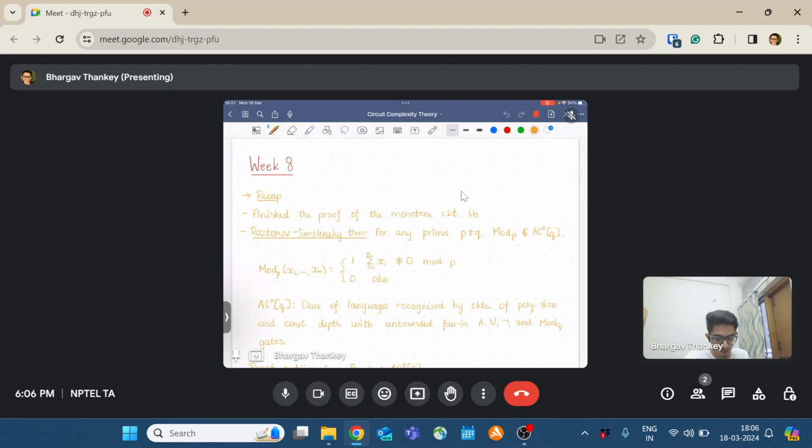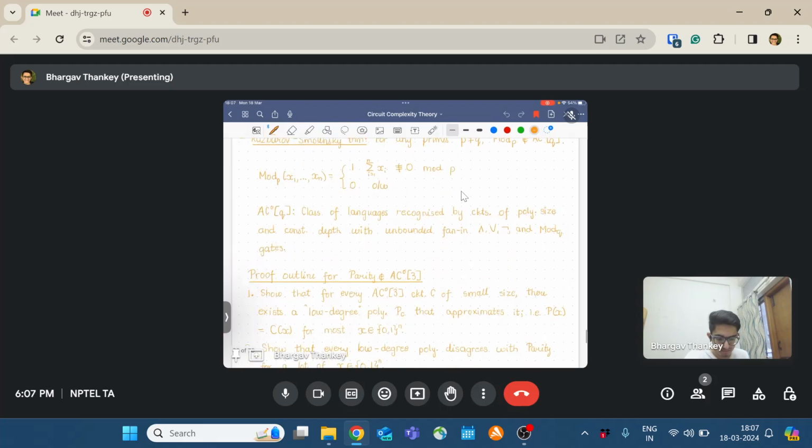The function mod p is defined as follows. It's 1 if the sum over i from 1 to n of xi is not equal to 0 mod p, and 0 otherwise. And the class AC0[q] is the class of all languages recognized by circuit families of poly size and constant depth with unbounded fan-in AND and OR gates as well as NOT gates and mod q gates. So AC0[q] is almost like AC0, except that now we allow mod q gates.